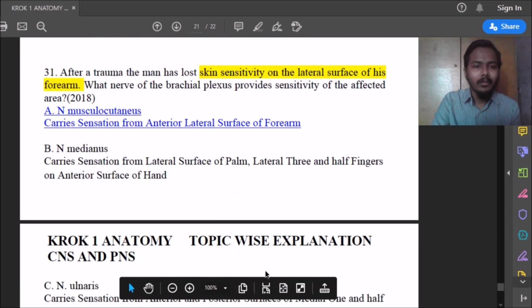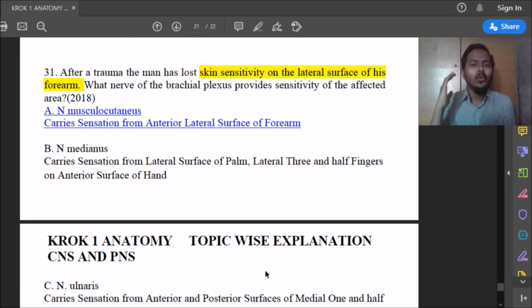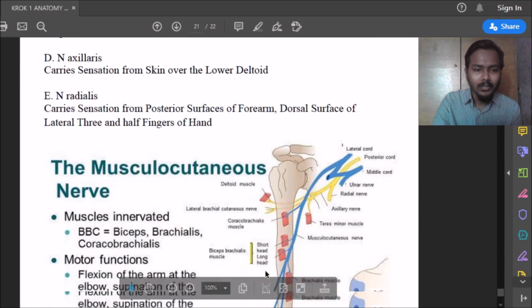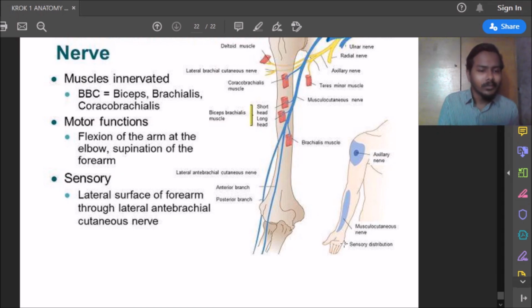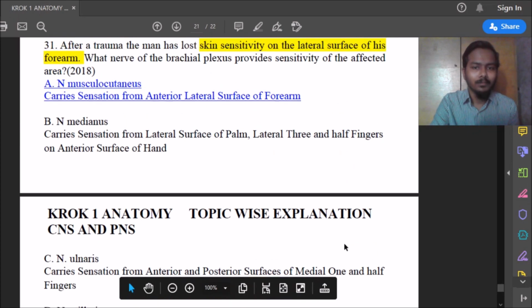After a trauma, a man lost skin sensitivity on the lateral surface of the forearm. What nerve of the brachial plexus provides sensitivity of the affected area? You can see in the image the lateral surface distribution for sensory innervation by the musculocutaneous nerve, which has sensory innervation to the lateral surface of the forearm through the lateral antebrachial cutaneous nerve from the brachial plexus.